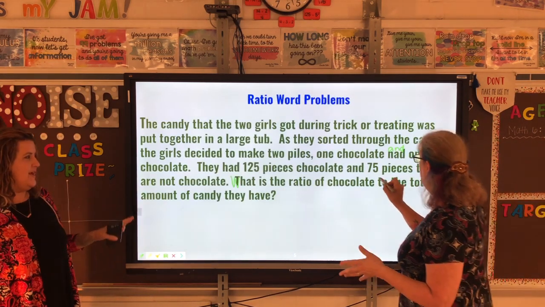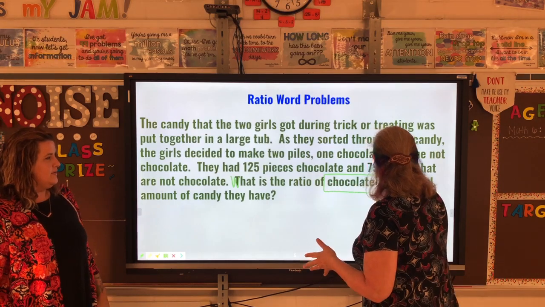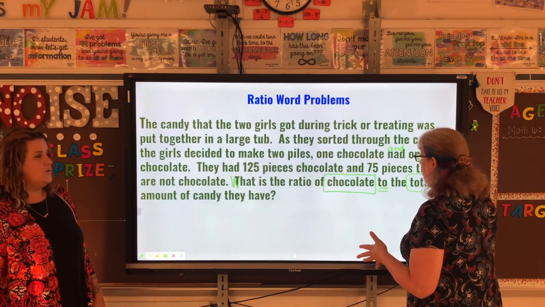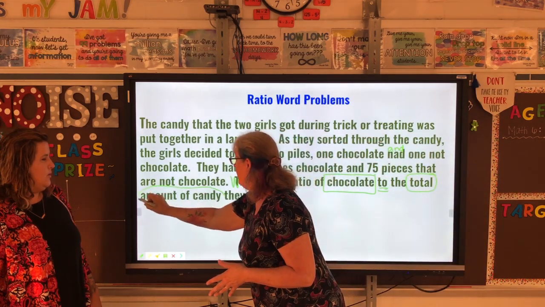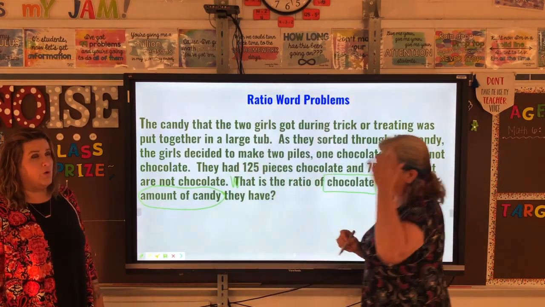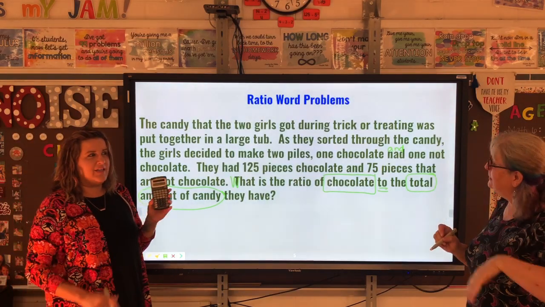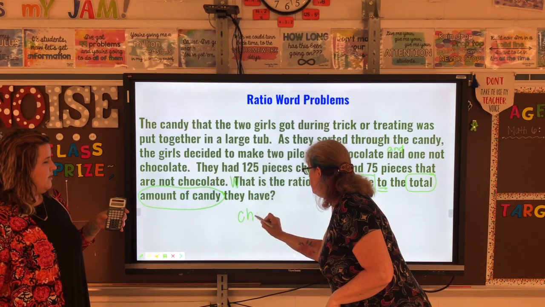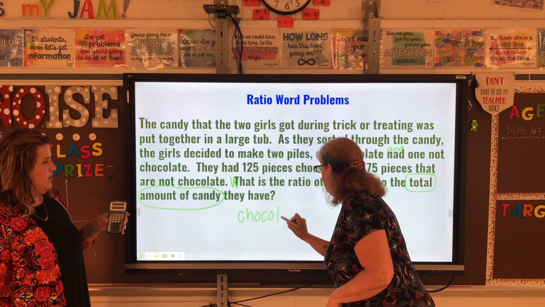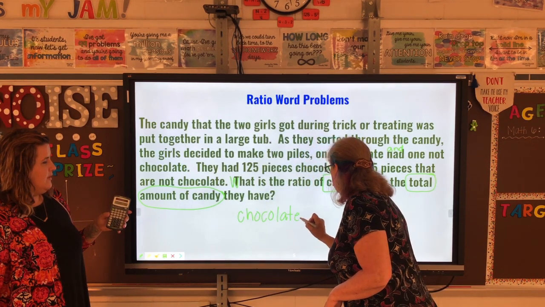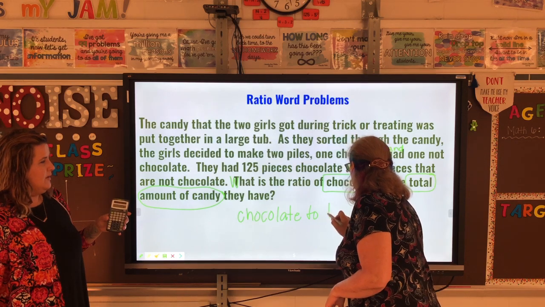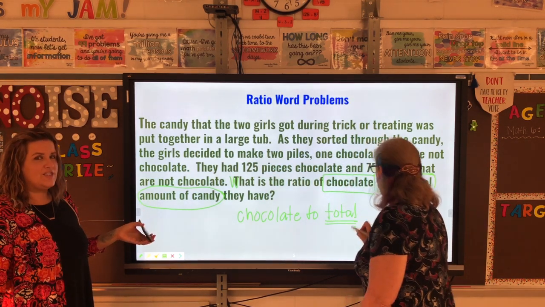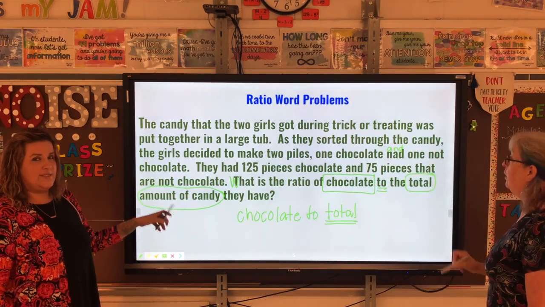We've got to underline some stuff. Chocolate to total amount of candy. That means we're going to have to use some calculators here, guys. So let me make my key: chocolate to total. And I like those ratio problems because that last sentence really gives you the answer. Chocolate to total. It tells you the order.